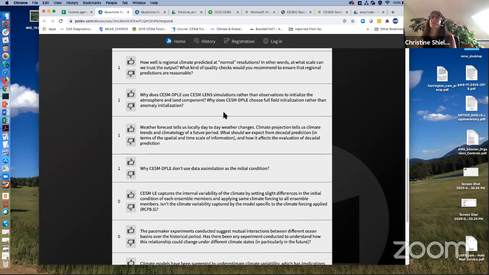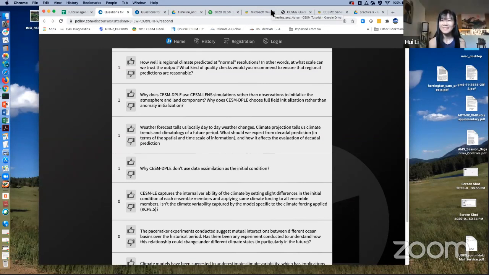How well is regional climate predicted at normal resolutions? In other words, at what scale can we trust the output? What kind of quality checks would you recommend to ensure that regional predictions are reasonable? I think maybe I can say something about this question since this is the last one. Thanks, Ray.